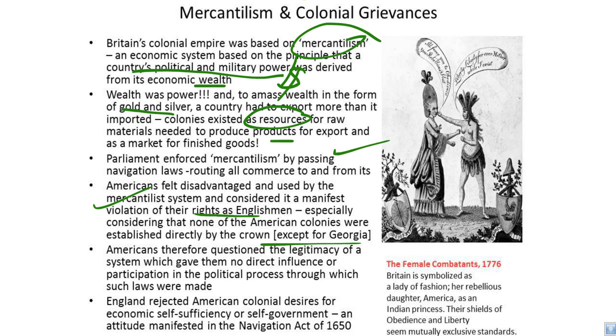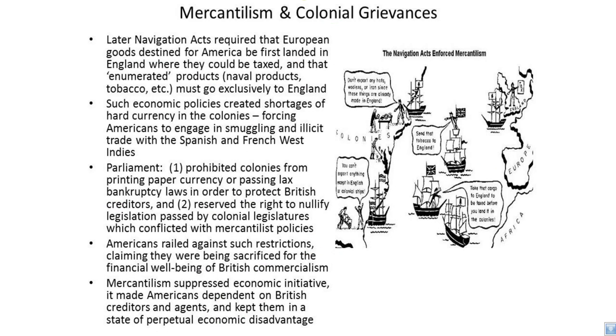Americans felt disadvantaged by this and considered the mercantilist system a violation of their rights as Englishmen, especially considering none of the American colonies were established directly by the Crown except for Georgia. Americans, therefore, questioned the legitimacy of the system, which gave them no direct influence or participation in the political process.